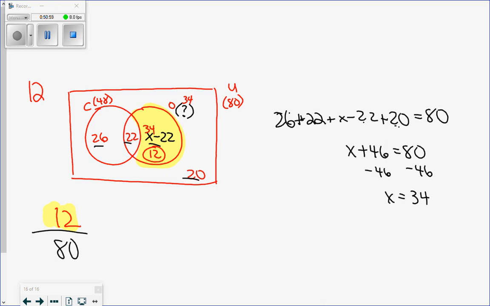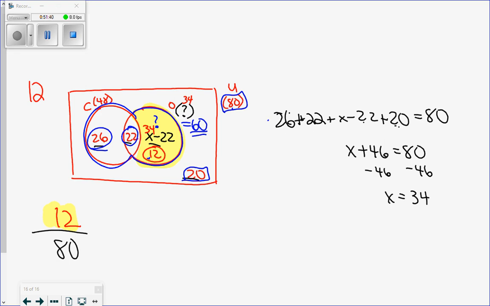Now, to build off what you guys said, as soon as you said it, I was like, oh, of course. So if you don't want to do this the algebra way, what you can understand is that if 20 are neither and the total is 80, then what do these two circles have to add up to? 60, right? Because 60 plus 20 has to give 80. So if you go 26 plus 22 plus what gives 60, you'll get to that 12 without having to set up an algebra equation. Yeah, I was over mathing.